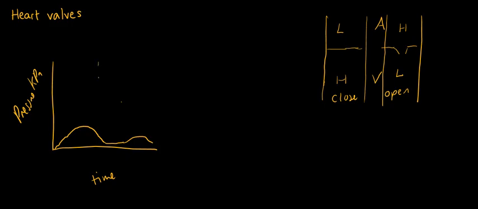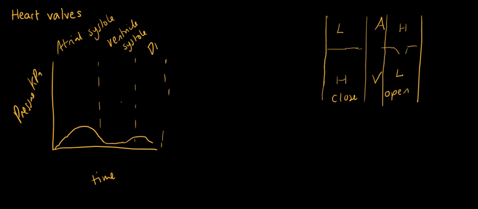So this phase here, where the atrium is contracting, is called atrial systole. This part here is where the ventricle is going to contract, so it's called ventricle systole. And finally, this part here is where the atrium is refilling, and so this is going to be called diastole.